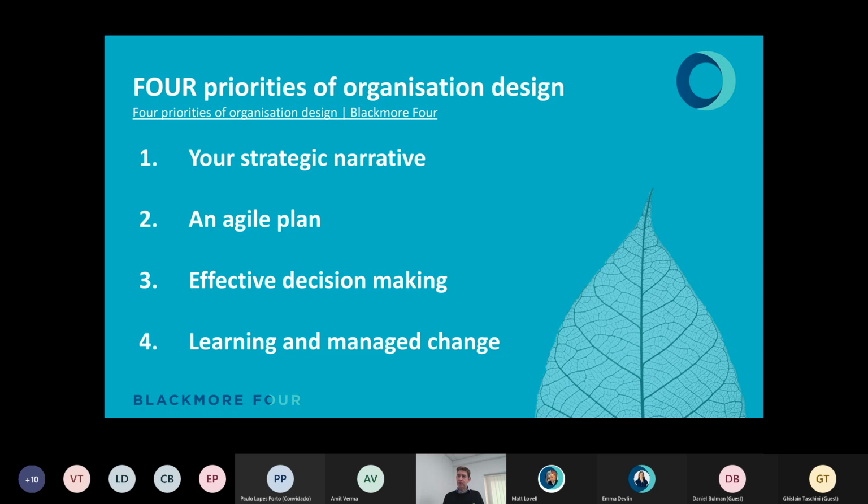And the effective decision making I referred to, if you need to be making decisions quickly, but you set your organisation up in a very rigid way, then again, you've got some indication that there's a lack of congruence in terms of what's necessary for your business outcomes and what you're charging people to do. And the fourth point, learning and manage change.